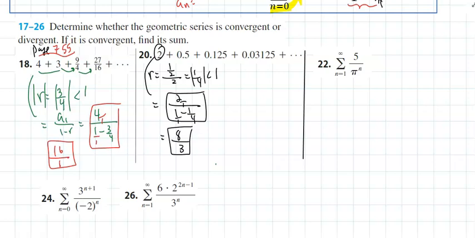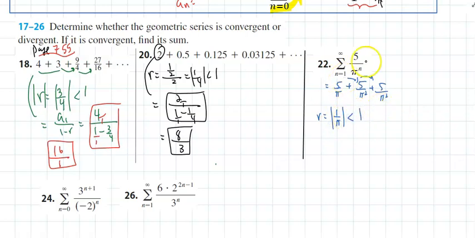And if I look at the next problem, number 22, and if I look at r, if you can tell by looking at it, you're in good shape. If not, list a few terms. Throw a 1 in, 5/pi. Throw a 2 in, 5/pi squared. And now think of what it is you are multiplying with every time. Or take any term divided by the previous term. I know r is 1/pi.